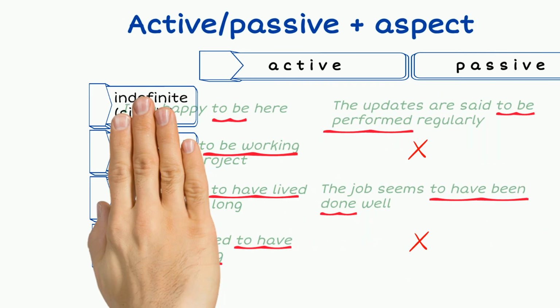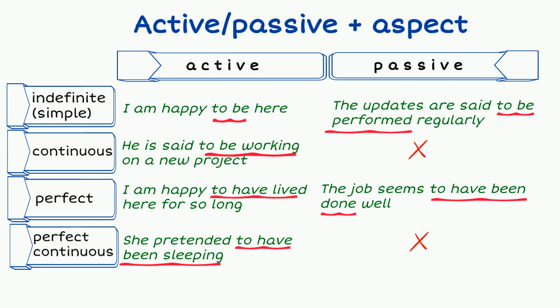Now let's see how the aspects work in either active or passive form. Active forms. I'm happy to be here. To be, active indefinite or simple. He is said to be working on a new project, to be working, active continuous. I'm happy to have lived here for so long, to have lived, active perfect. She pretended to have been sleeping, active perfect continuous.